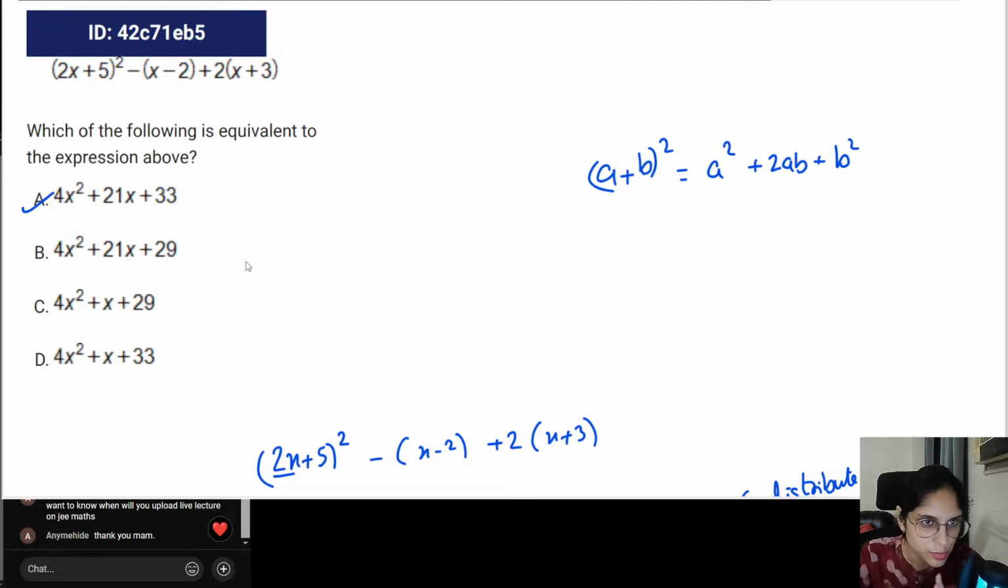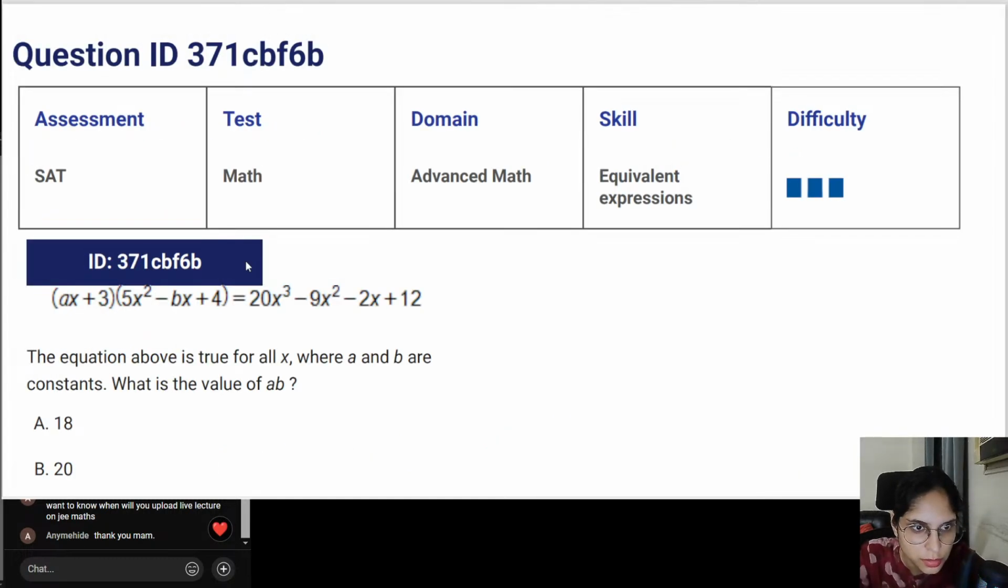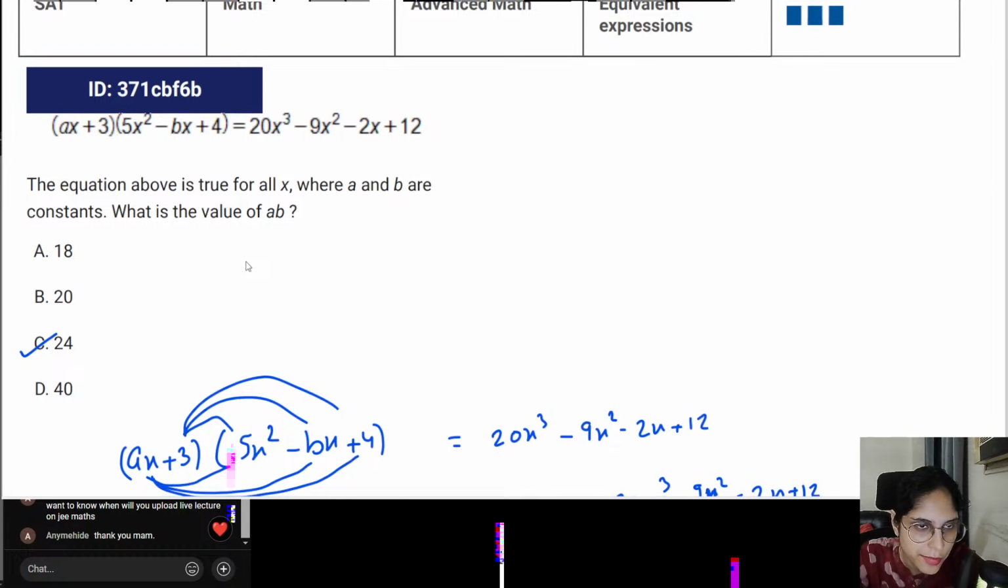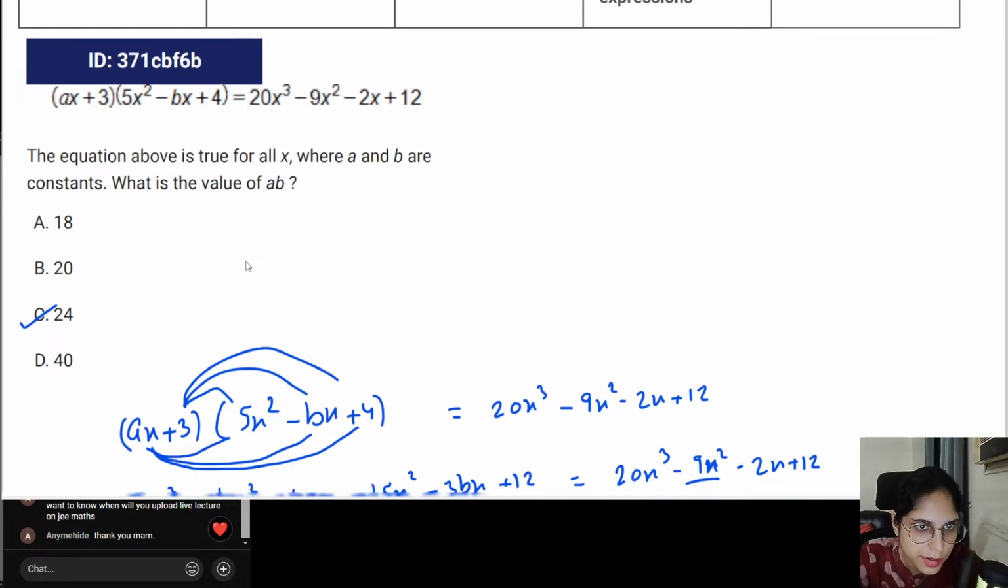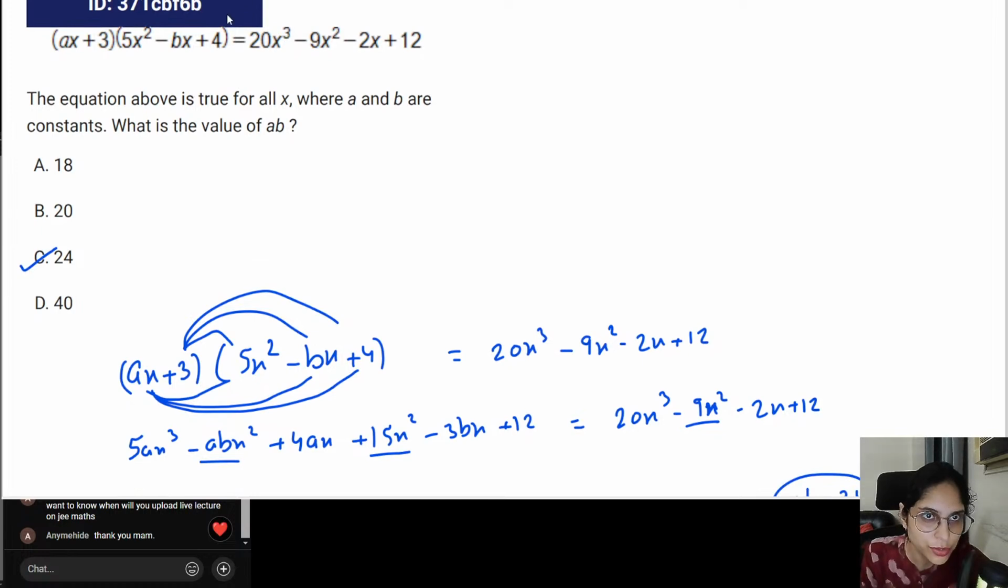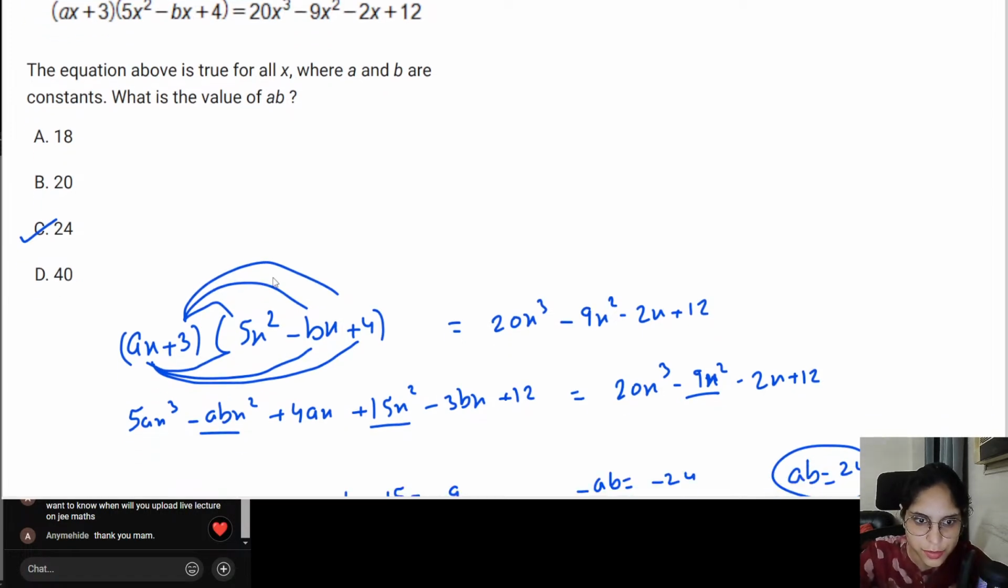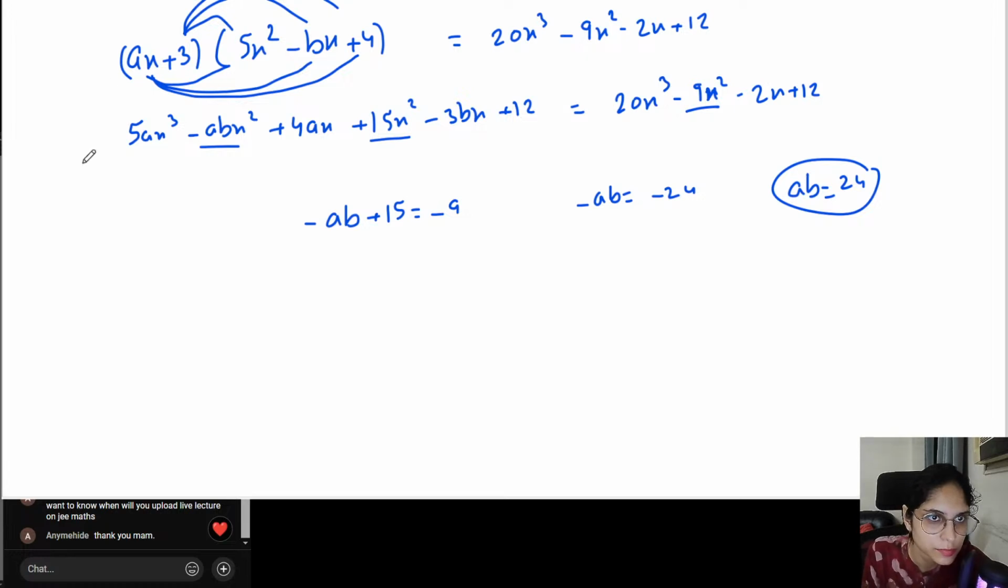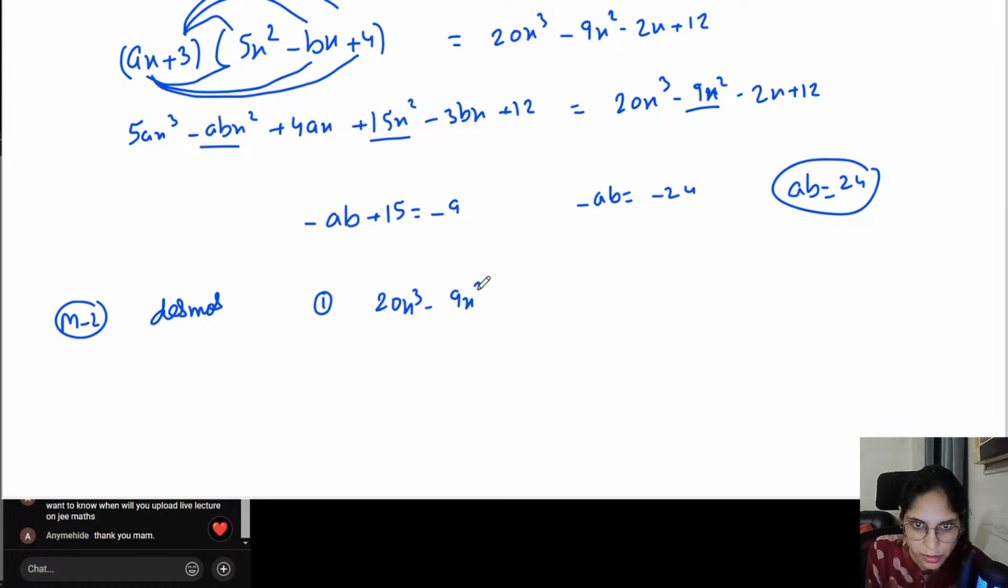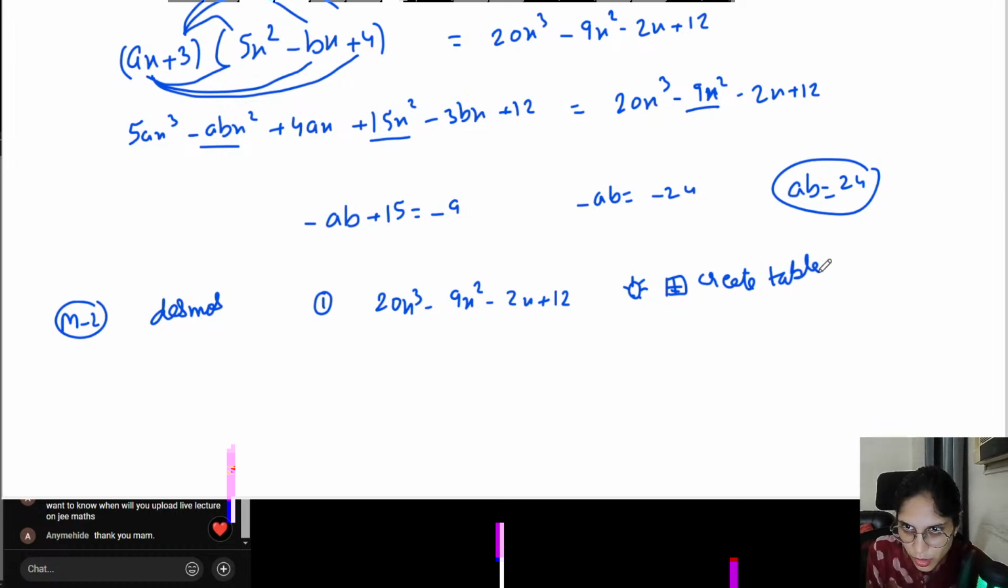Yeah, this also you can use Desmos equation and all the options. Now over here, how can you do it in Desmos? You write 20x cube minus 9x square minus 2x plus 12. In the settings, you click on this option that is create table. You will get a table.